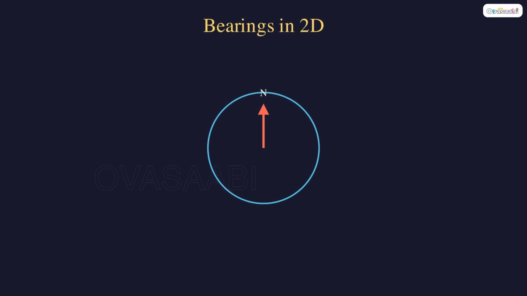You're lost in the bush. Your friend says, walk bearing 045 degrees. What does that mean? Let's learn bearings.